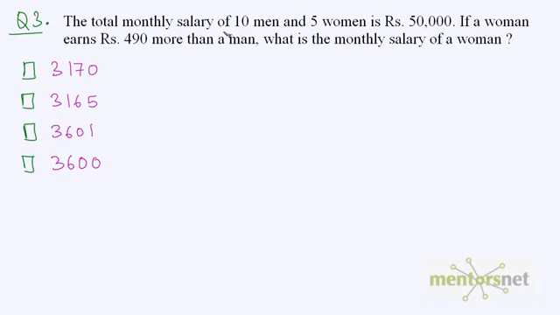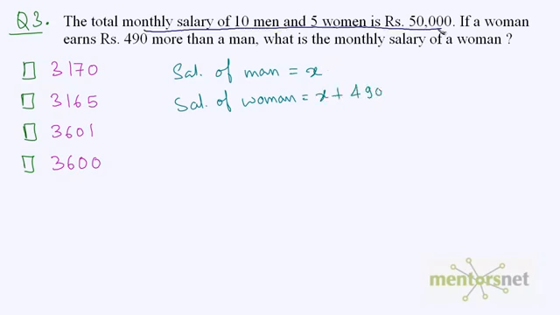So let us consider the salary of a man as X. And then we have the salary of a woman as 490 more than the salary of a man, so X plus 490. Now from this statement we can develop an equation.